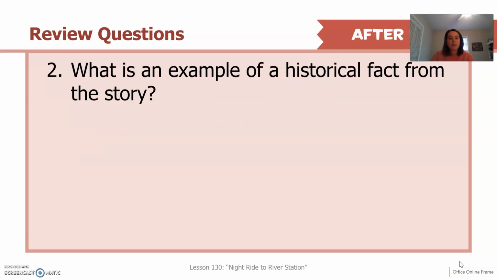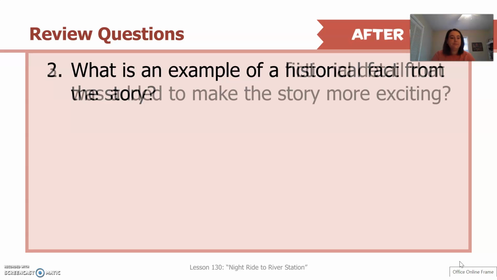Number 2, what is an example of a historical fact from the story? Something that's a true fact would be that the Pony Express took place at the same time the Civil War broke out, or that the Pony Express riders use a mochila to carry mail. Both of those are true things.